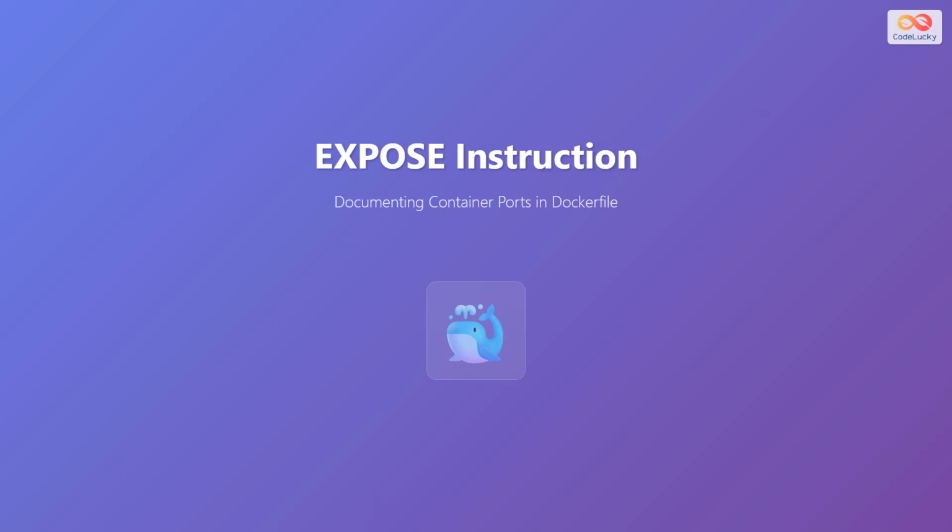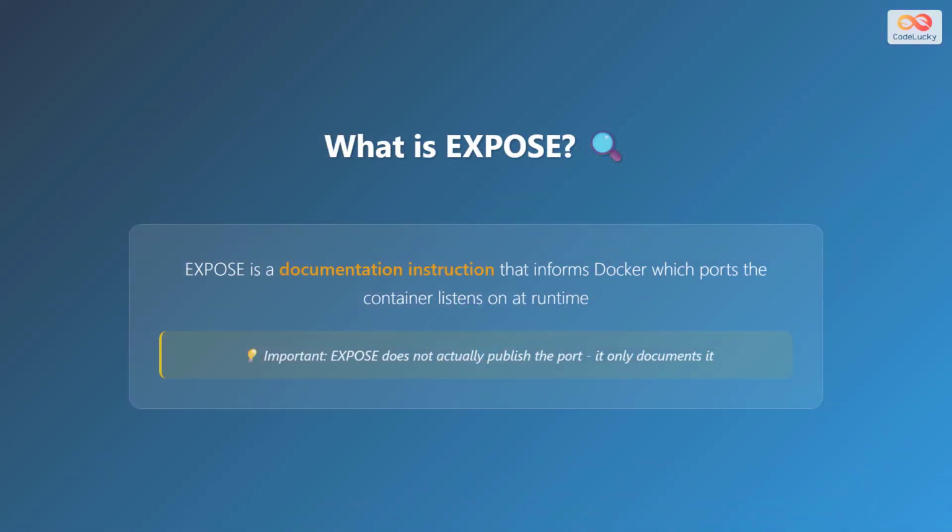Let's explore the EXPOSE instruction in Dockerfile. This instruction documents the container ports within a Dockerfile. The EXPOSE instruction is a documentation instruction that informs Docker which ports the container listens on at runtime. It is important to note that EXPOSE does not actually publish the port, it only documents it.